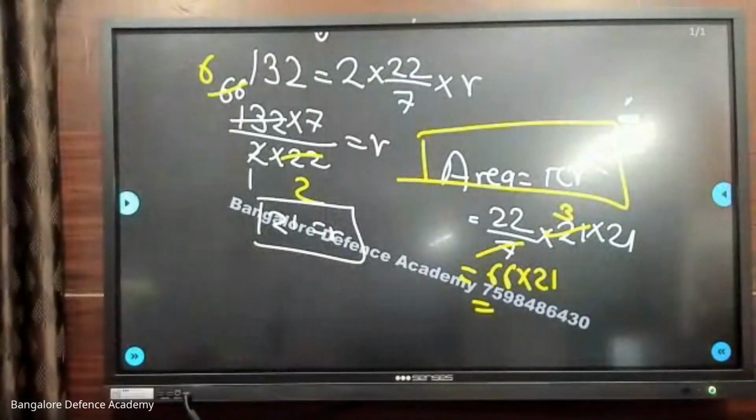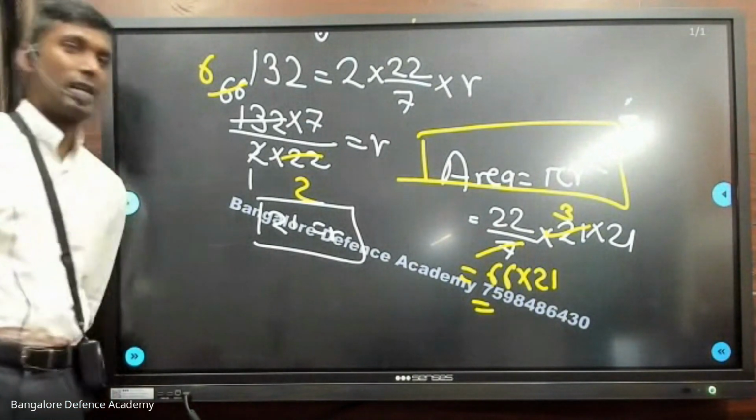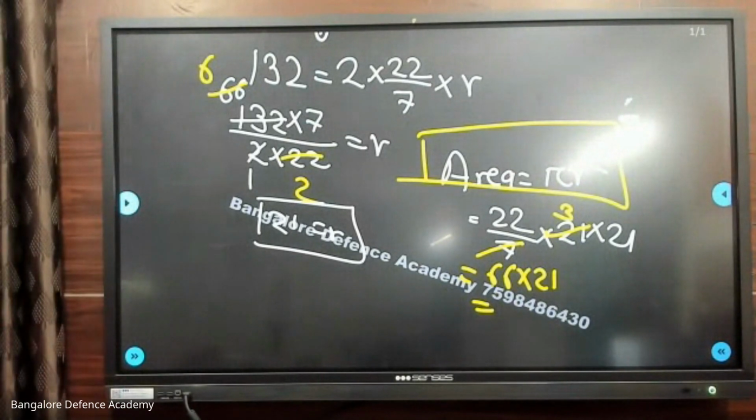Completed. What is the area you got? 1386 what? Meter. Area will be always in centimeter square, otherwise meter square or millimeter square. Volume will be in meter cube, centimeter cube or millimeter cube, whatever it is. Okay, shall we move forward now? What is the next data they have given? Circumference is how much? You got it?